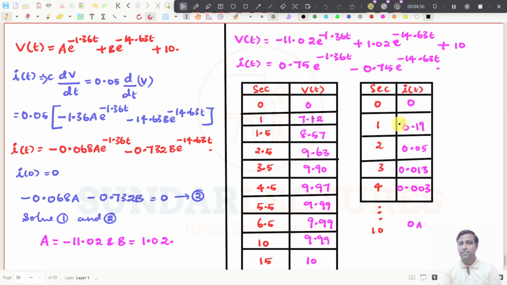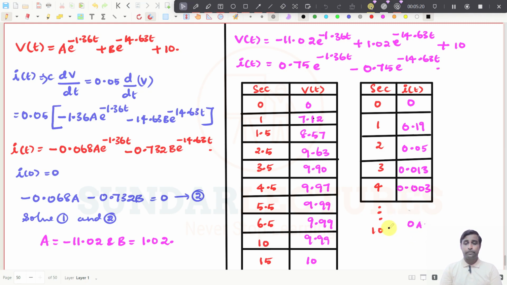And if I put 1 second, 2 seconds, 3 seconds, at 1 second it will be 0.19 amps, or it may be 190 milliamperes. You write it down, whichever term you are comfortable with. Maybe I have written it with amperes, so it will be 0.19 amps, and then it will be reducing to 0. After 10 seconds it becomes nearly 0 amperes.